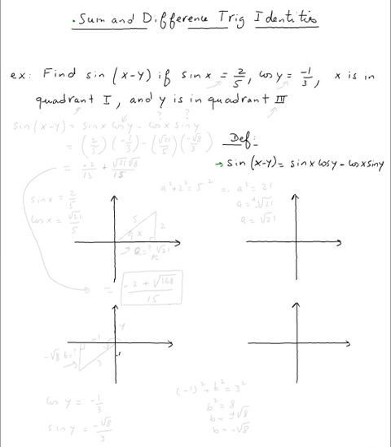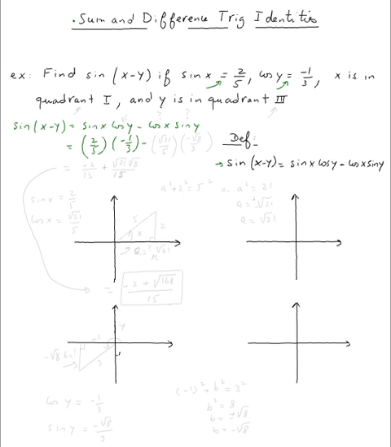The definition says sine of x minus y is equal to sine x cosine y minus cosine x sine y. Now what do we have? We have sine x is equal to 2 over 5, so let's plug it in here. So 2 over 5. What else do we have? We have a cosine of y, which is negative 1/3, negative 1 over 3.